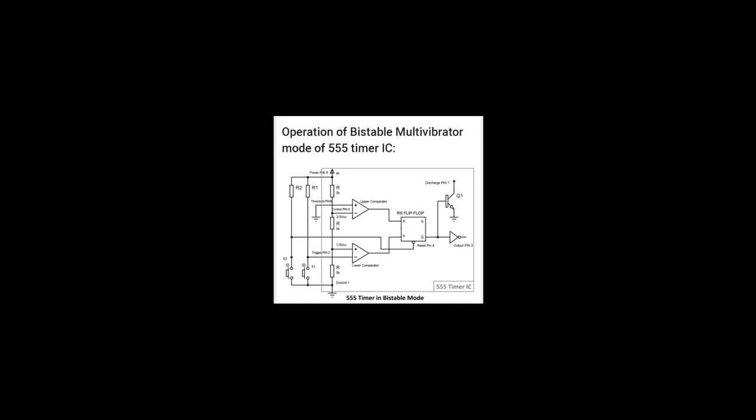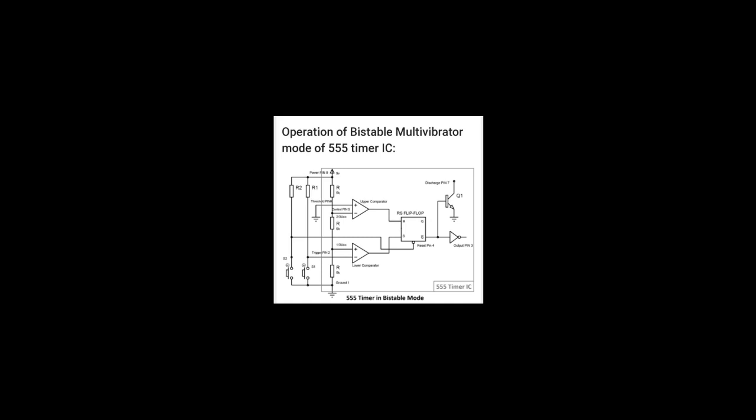The switches S1 and S2 are connected to the trigger and reset pin respectively. Whenever we press the S1 switch, it sets the output, and pressing the S2 switch resets the output. Using two pull-up resistors, that is R1 and R2, we can keep the input high at the trigger pin and reset pin. Now when switch S1 is pressed, the trigger pin goes to ground and the lower comparator output becomes high for a moment, which sets the flip-flop, and the timer output is high, that is 1.